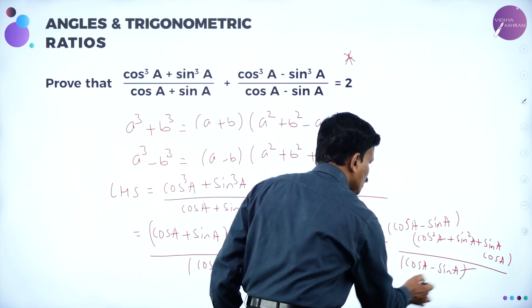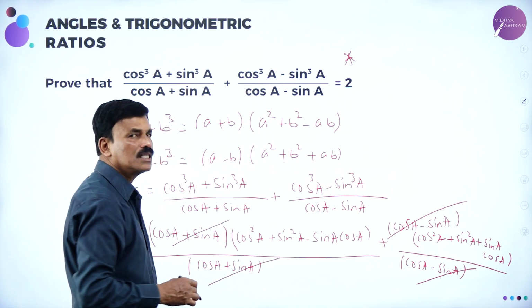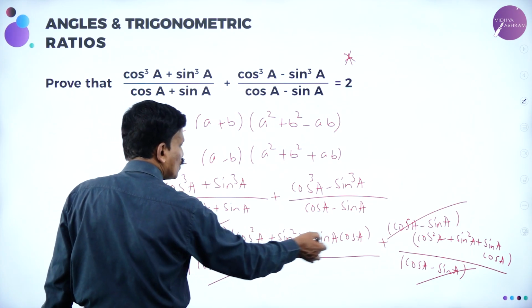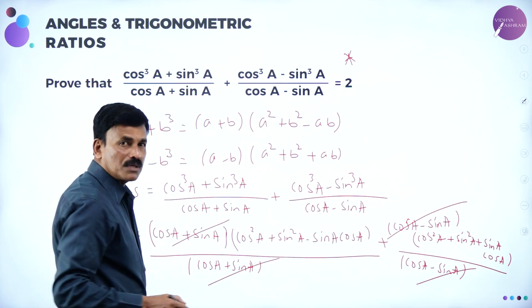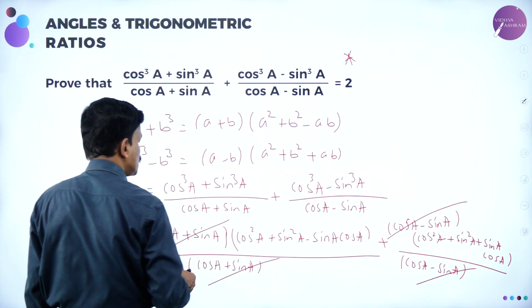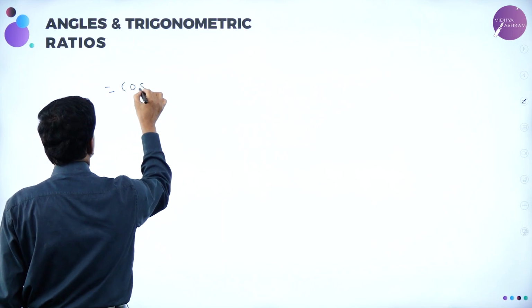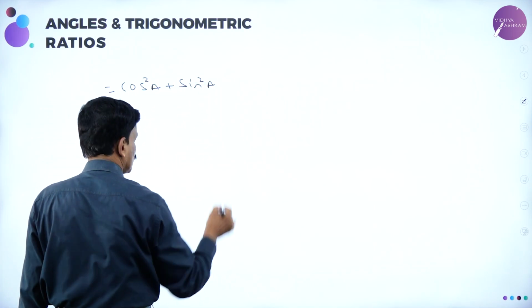So cos a minus sin a, cos a minus sin a, and here cos a plus sin a, cos a plus sin a get cancelled. What is left over in the numerator on the other side is cos square a plus sin square a plus sin a cos a. So what is left over is cos square a plus sin square a.